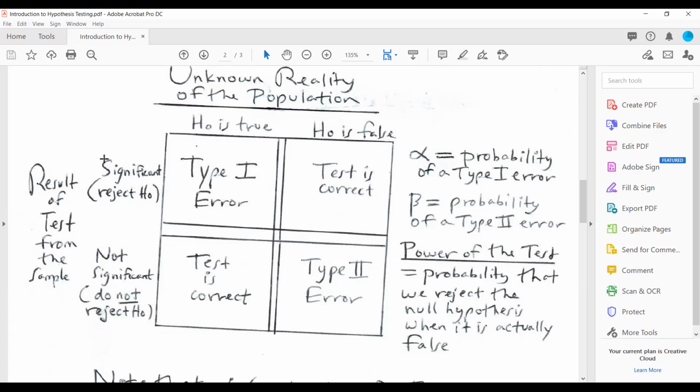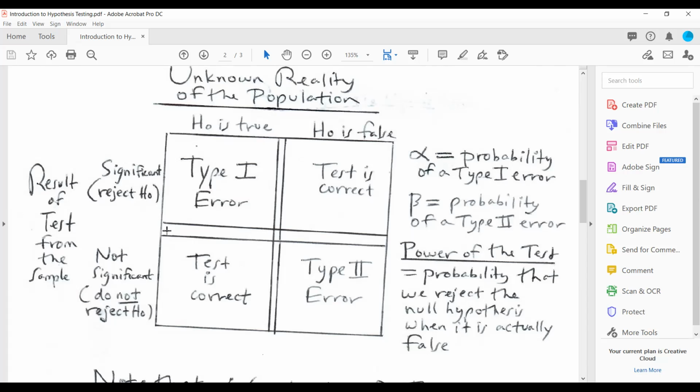Now, if you reject the null hypothesis and the null hypothesis is false, well, you made a correct decision, didn't you? Now, you don't know that, obviously, since the reality is unknown. But if you happen to reject the null hypothesis and the null hypothesis is false, that means that the test that you did is correct. It was a correct decision.